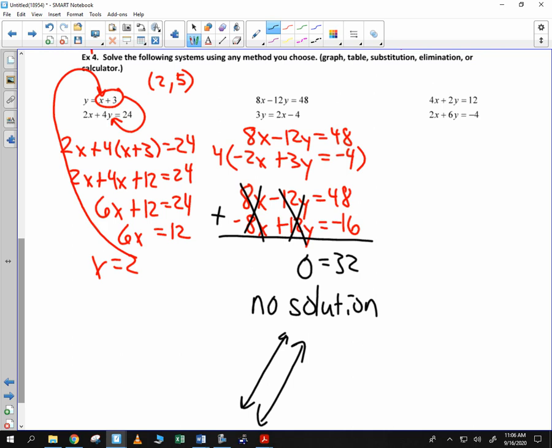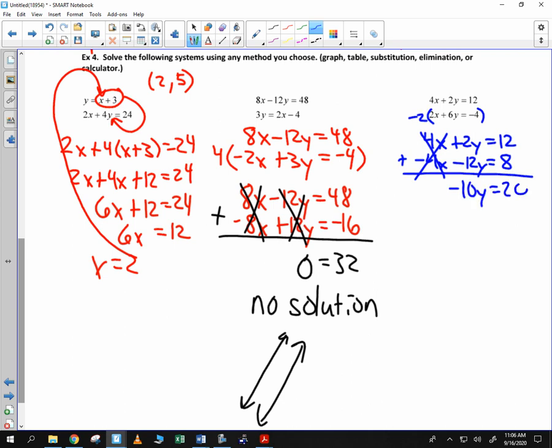The next one is an obvious elimination problem. I'm going to multiply the bottom through by negative 2. The top is 4x plus 2y equals 12. The bottom I get negative 4x minus 12y is 8. Add them together, and the x's cancel this time. I'm left with negative 10y is equal to 20. So y is negative 2.